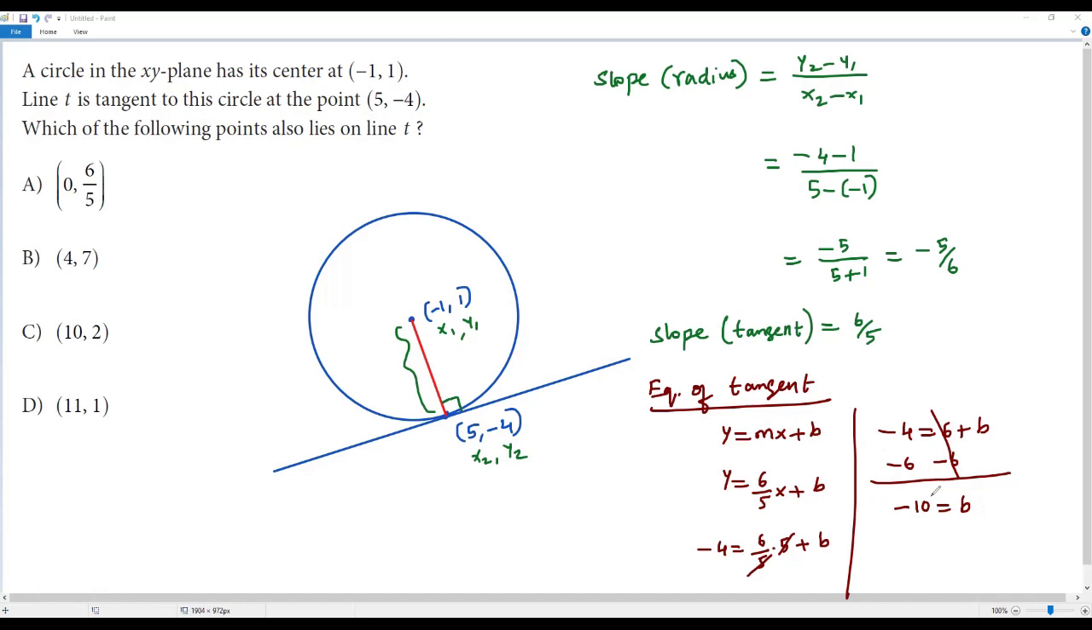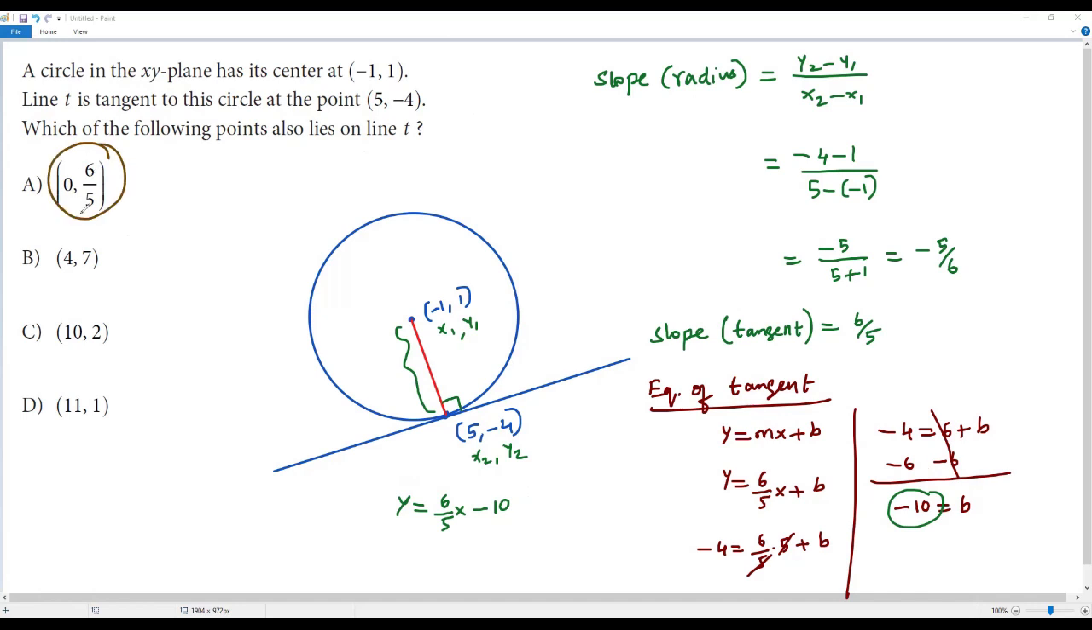Let's plug in this value -10 now for b over here. Then we get the equation of the tangent line, that is y equals 6 over 5 times x, minus 10. Now the equation of the tangent line is complete. Okay, here we can check the given answer choices one by one. That is, which of these 4 points lies on tangent line T.